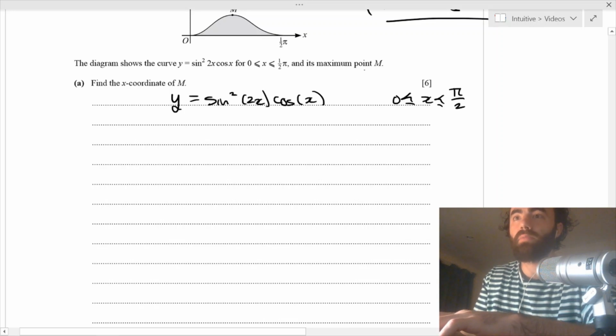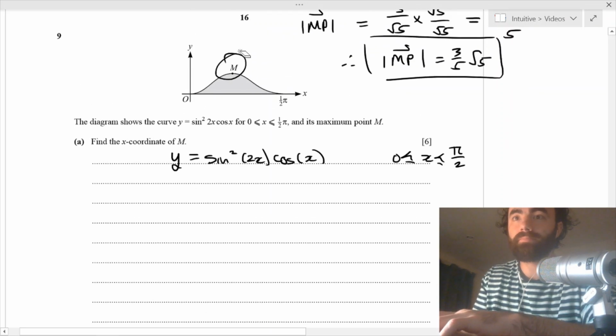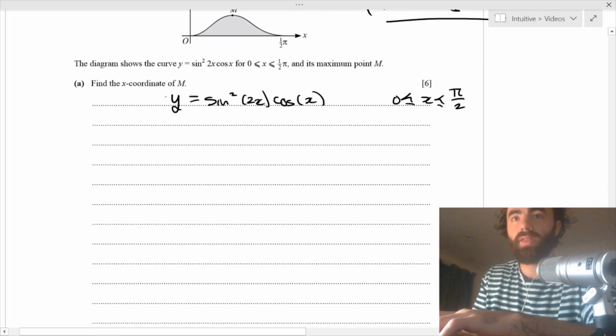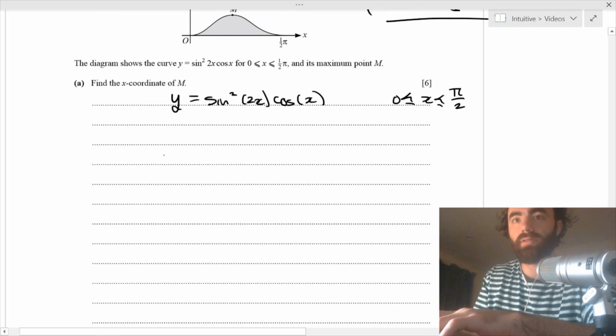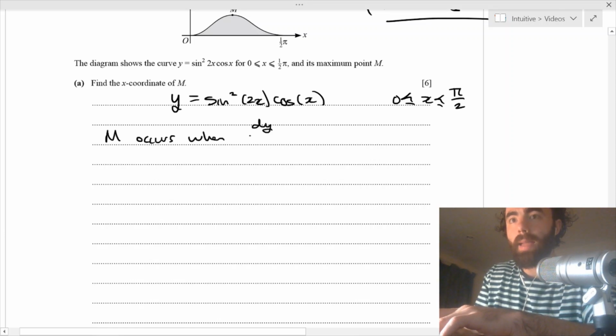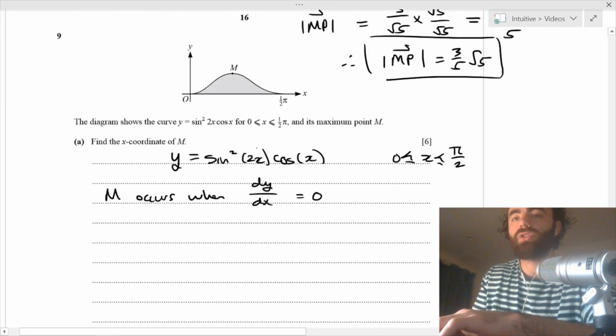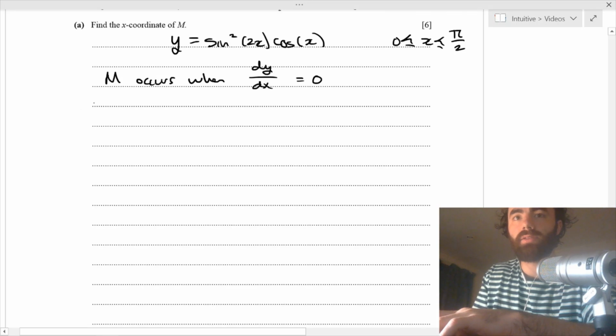So the maximum point M is a maximum. So find the x-coordinate of M. Okay, well this is just... So M occurs when dy by dx equals 0, because it's a maximum. So we find dy by dx. So dy by dx is equal to d by dx of this.